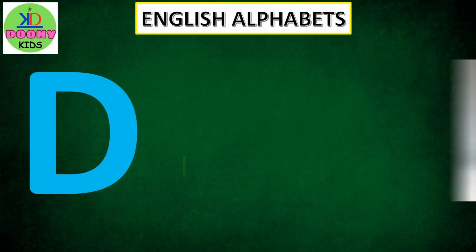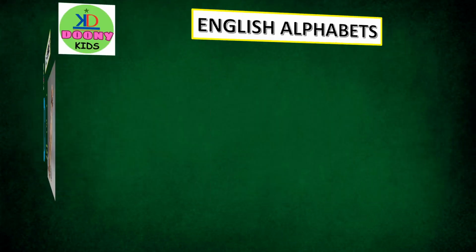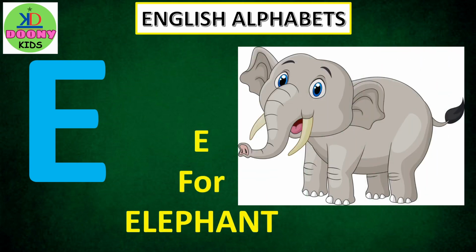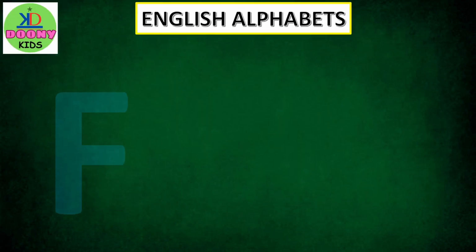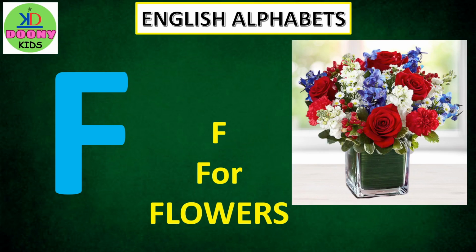D. D for dog. D-O-G. Dog. E. E for elephant. E-L-E-P-H-A-N-T. Elephant. F. F for flowers. F-L-O-W-E-R-S. Flowers.